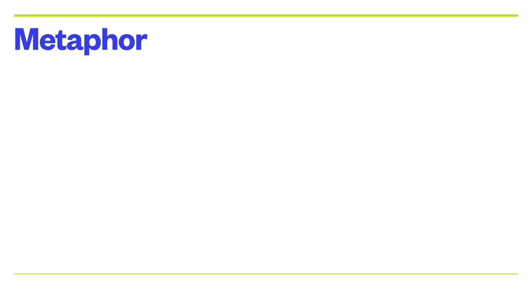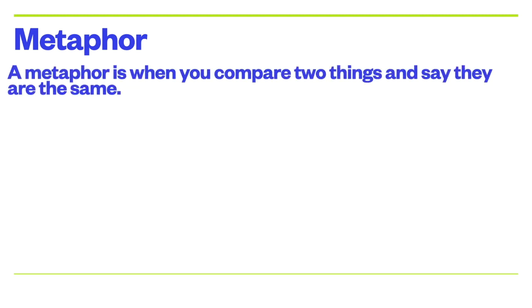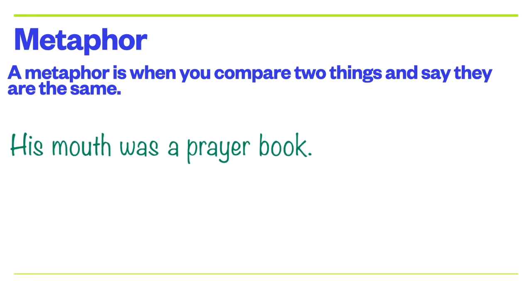The next type of figurative language is called a metaphor. A metaphor is when you compare two things and then you say that they're the same. Now, in our book, Bud is going to encounter a character who is just not very nice. He bullies him, he hurts him, he humiliates him, he demeans him. And every time this kid gets caught, his mouth was a prayer book.